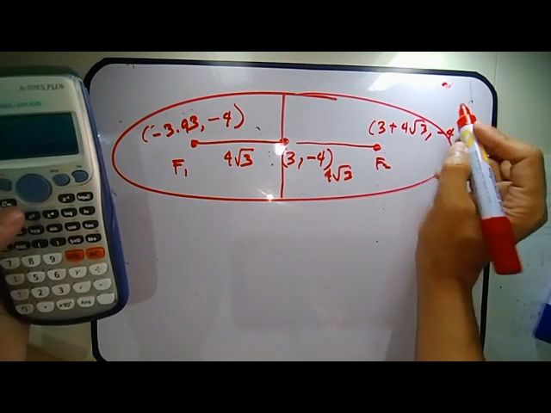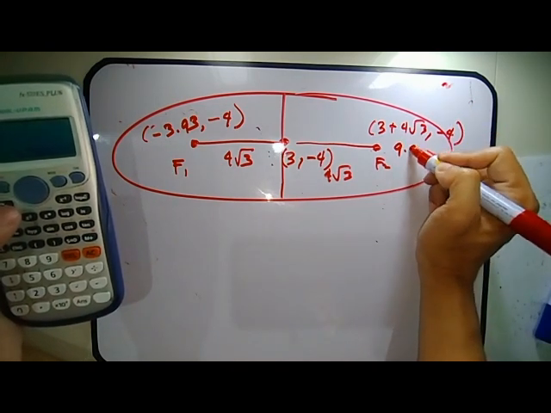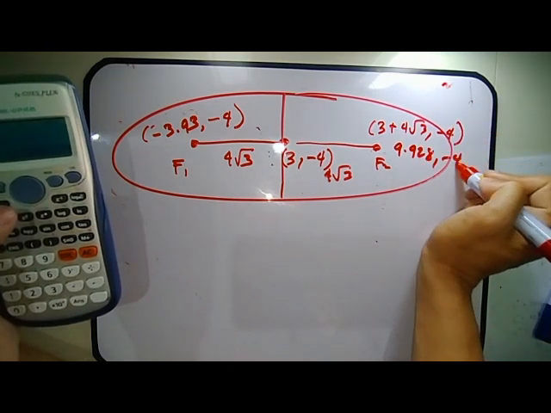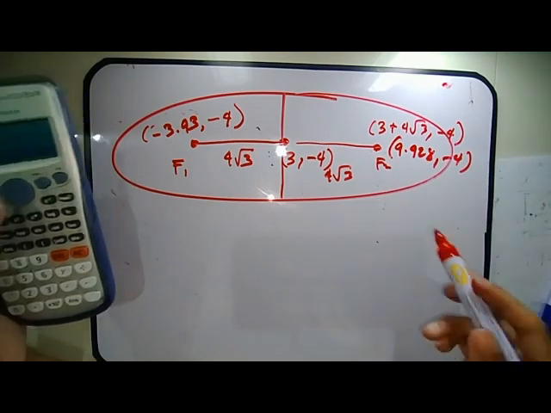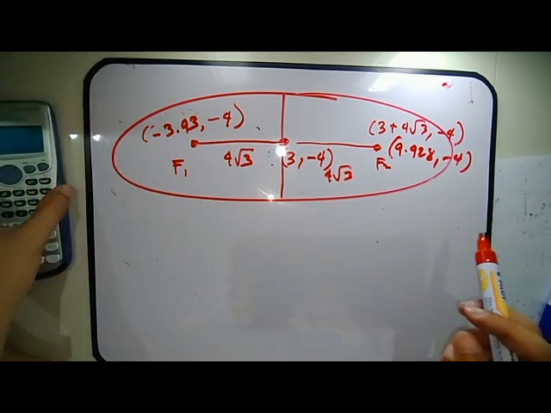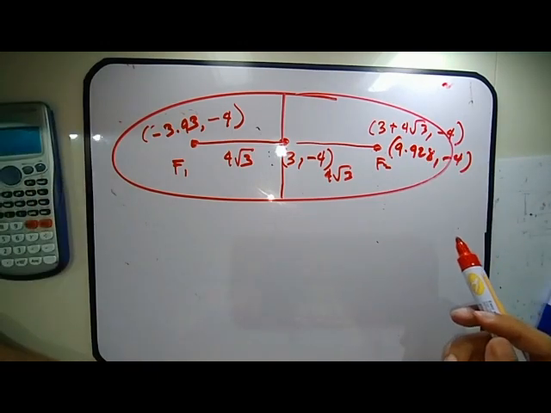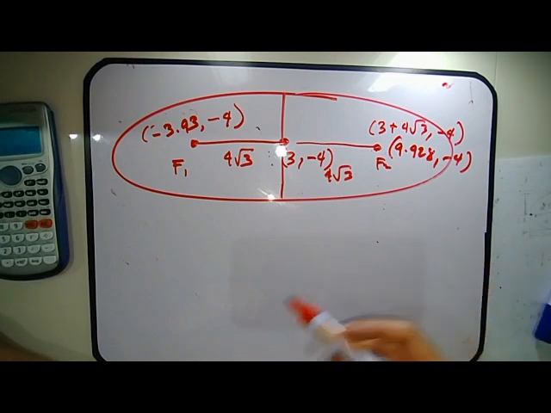So this is 9.928. So 9.928, negative 4. So that's the location of the foci. Then we go to the length of the latus rectum.